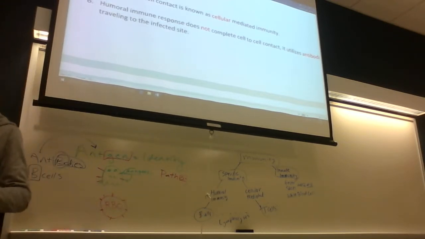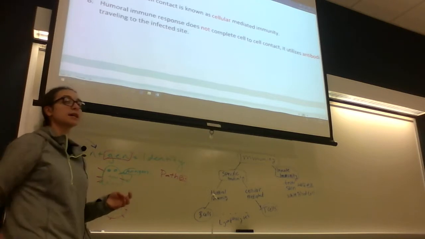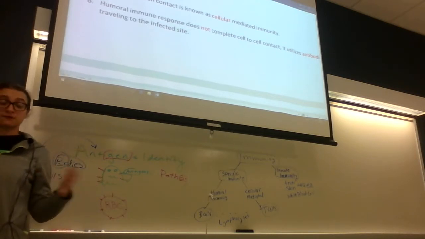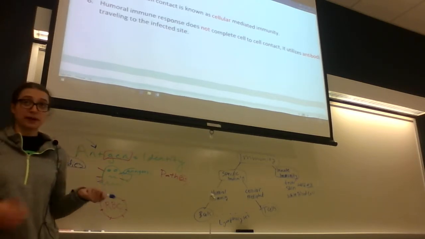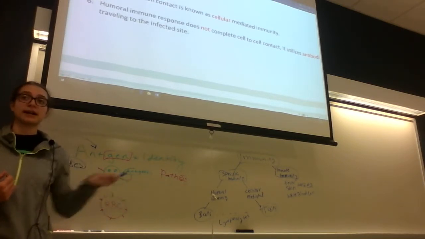Direct cell-to-cell contact is known as cellular mediated immunity, right? It's direct. How do T cells kill things? T cells kill things by, like, if we were people, if I were a T cell, I would directly stab someone, and that is cell-to-cell contact. I stab them, they die.